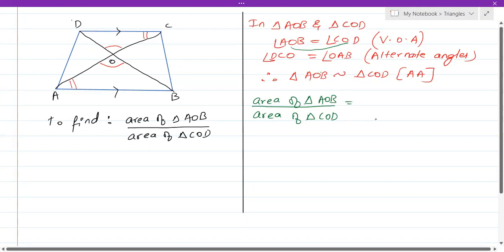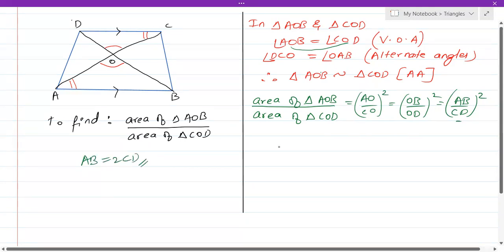Okay. So area of triangle AOB by area of triangle COD is equal to AO by CO the whole square, which is equal to OB by OD the whole square, which is equal to AB by CD the whole square. But we are not going to take all three. We are going to take only the last part, because in the question it is mentioned that AB is double of CD.